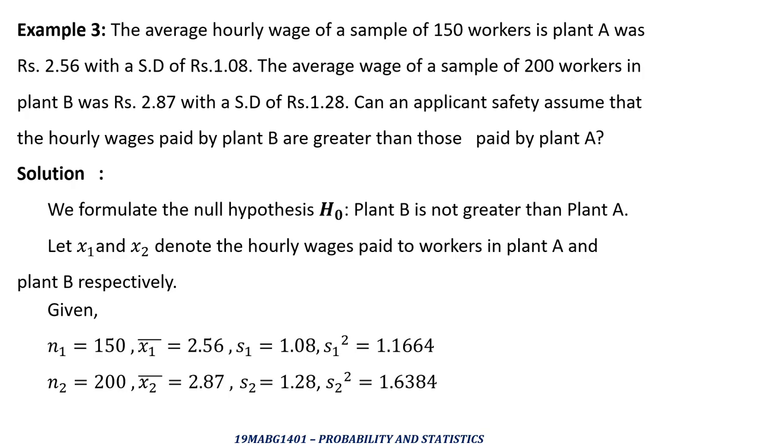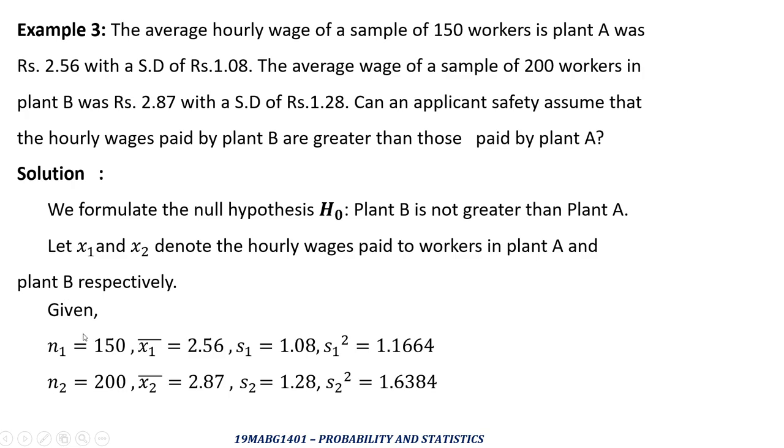Then what about H naught? mu1 equal to mu2. This is our null hypothesis. In the null hypothesis, the equal to symbol always arises. So the statement that plant B is greater is the alternate. The contradiction of the alternate is H naught. So plant B is not greater than plant A.